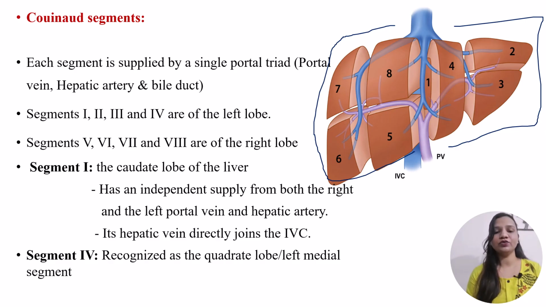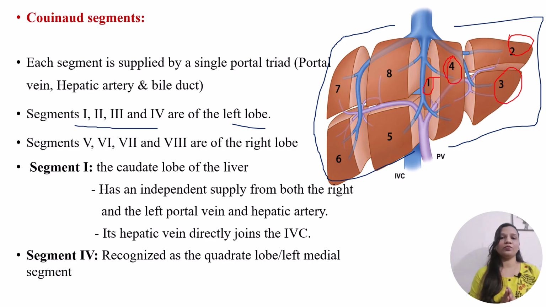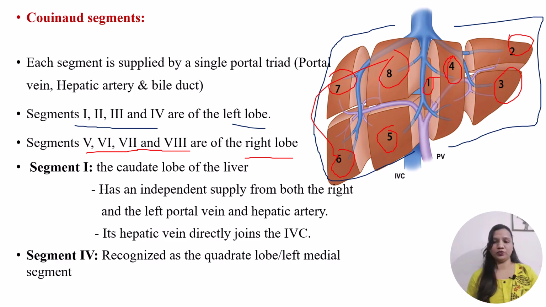Here segments 1, 2, 3 and 4 are of the left lobe: segment 1, segment 2, segment 3 and segment 4. These 4 segments are a part of the left lobe, and segments 5, 6, 7 and 8 are parts of the right lobe. You can appreciate here, this is the 5th segment, this is the 6th segment, 7th and 8th. These segments are the part of the right lobe.